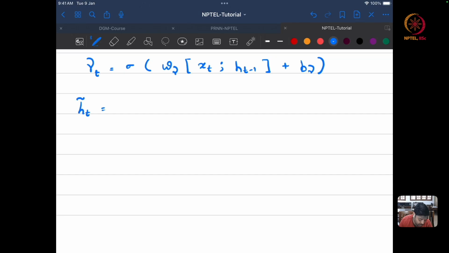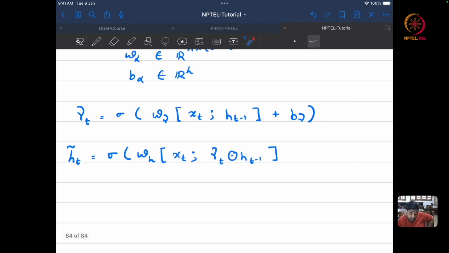So now comes h_t tilde to some activation of W_h, times x_t concatenated with whatever residual you have and h_(t-1). What they are doing here is quite simple. As I told you, rather than just going ahead with the hidden state, they are having some more learnable parameters here, which you can actually have control with. Plus this b_h.